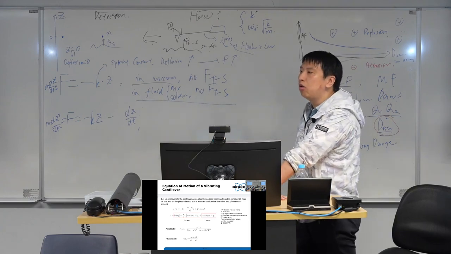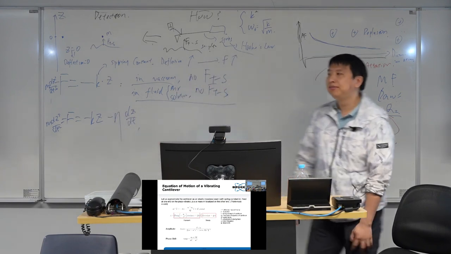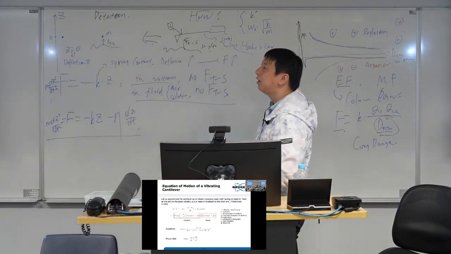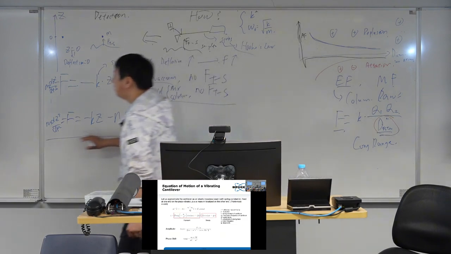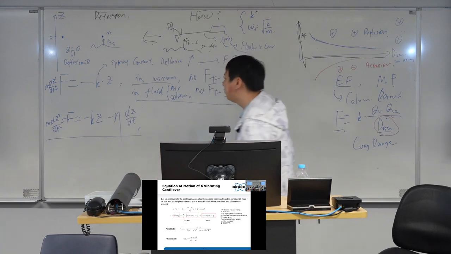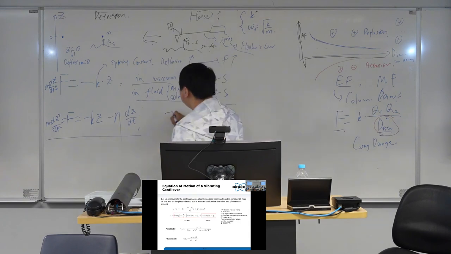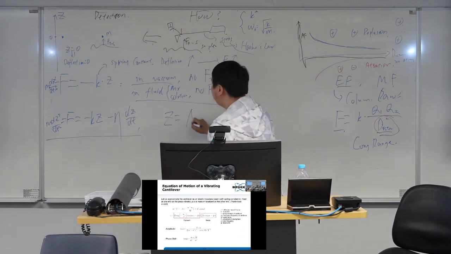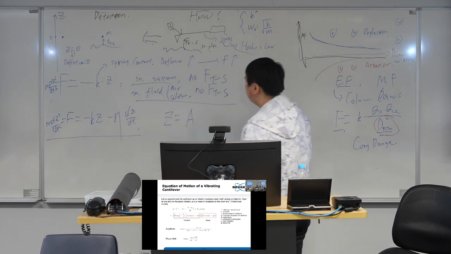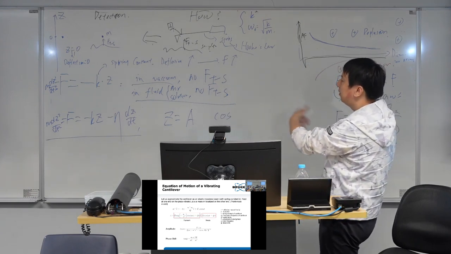And the coefficient, we will call it viscosity. So that's our equation here. And this equation, we don't spend time to solve it. We just give it out, okay? So finally, again, Z will equal A times something like a sinusoid or cosine function.